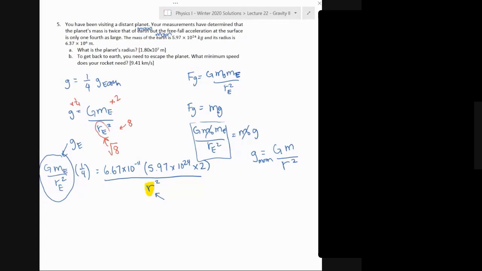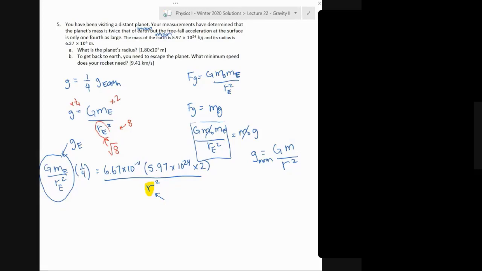So Alex, let me know if that answers your question. And I realize that's not the way a lot of people want to do this problem, and that's totally fine. Instead, we wrote the formula for G times a quarter, because it says that it's a quarter the amount. And then on the right side of the equation, we put in all the numbers and we solved for the R. When you solve for the R, you should find out that it's root 8 times the radius of the Earth. So that 1.8 times 10 to the 7 meters should be the same as the radius of the Earth times root 8.